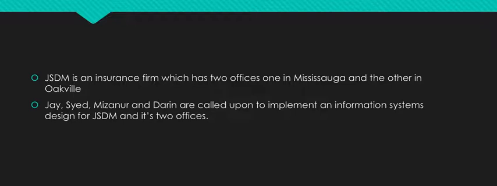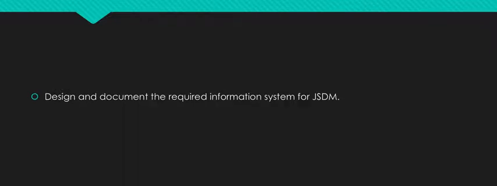For part one, JSDM is an insurance firm which has two offices, one in Mississauga and the other in Oakville. So the group members Jay, Syed, Mizan, and Darin are called upon to implement information systems designed for JSDM and its two offices. So again, the objective of part one is to design and document the required information system for JSDM.